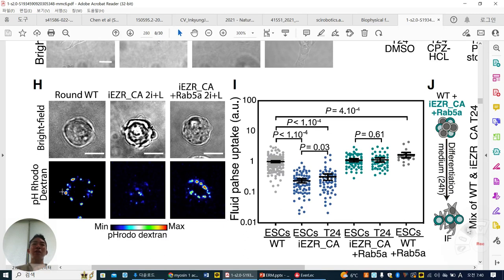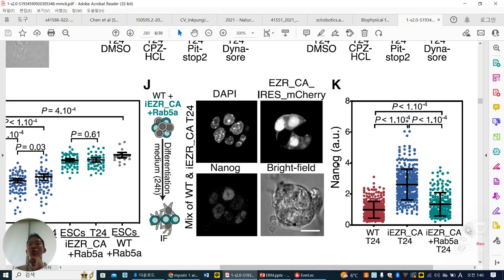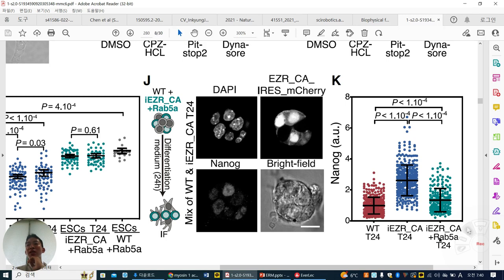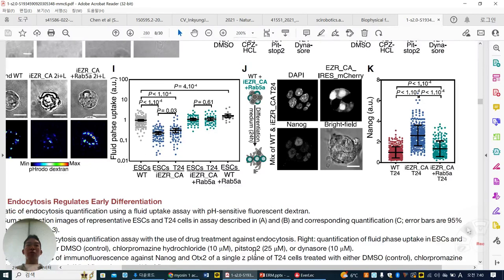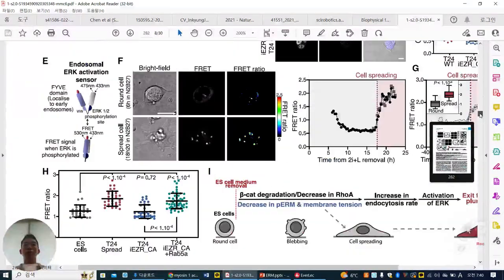So they found out that endocytosis is enhanced in this LAP5A. LAP5A is a key endocytosis pathway, so when they enhance more, endocytosis can happen better. Under this condition, when they check the nano structure, endocytosis is enhancing. Even in high membrane tension, nano is decreasing. So they want to say that endocytosis is a real key consequence from the cell membrane tension increase. So endocytosis regulates early differentiation. Okay, so this is the last.